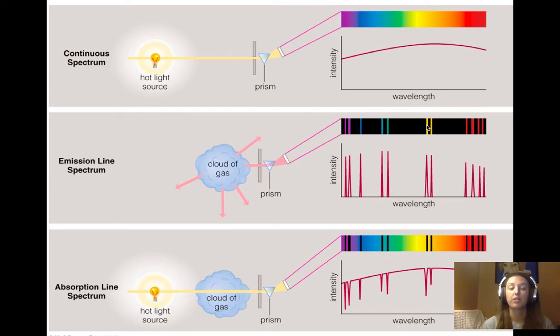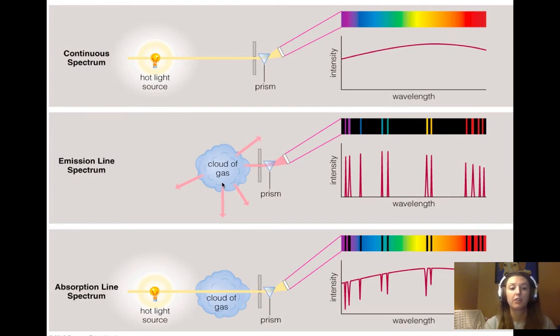Lastly, if you have some combination of these two, you have some really hot, dense source, and in space, maybe this is a star. And then there's a cloud of gas between that star and us. That cloud of gas could be the atmosphere of the star. I'll show you what our sun's spectrum looks like in just a minute. Or it could be just a random cloud of gas between that star and us, just floating out in space, which does happen. Then what we'll have is the full rainbow from the hot star, along with missing colors. And those missing colors correspond, again, to the elements and molecules that are in that cloud of gas.